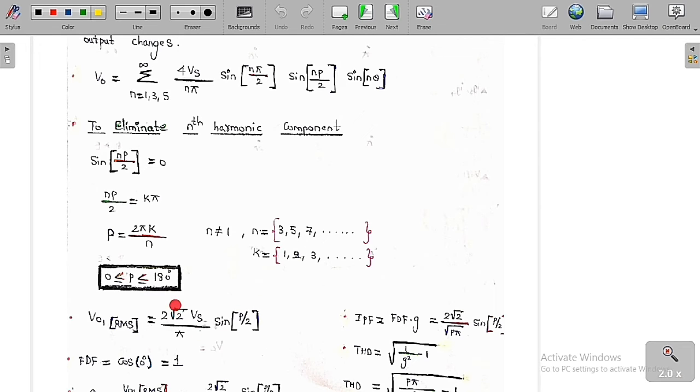So this is the value of the RMS value of the fundamental component of the output voltage, and the fundamental displacement factor is equal to cos 0, as there is no delay, which is equal to 1. So therefore this is the fundamental power factor or fundamental displacement factor.